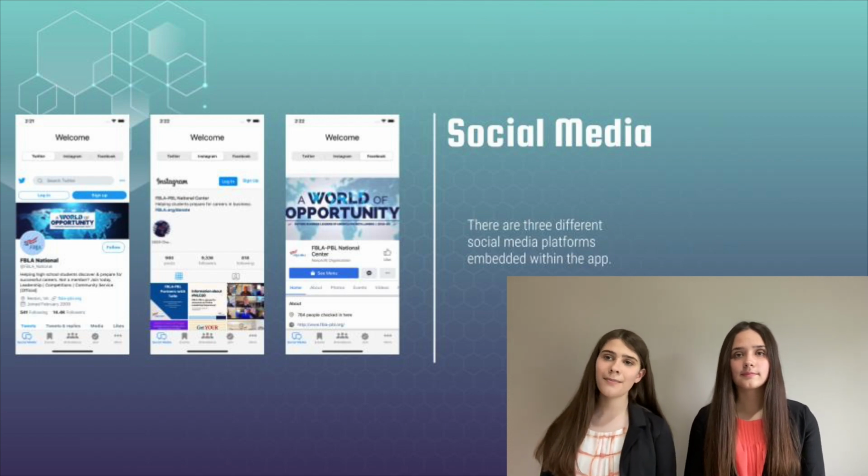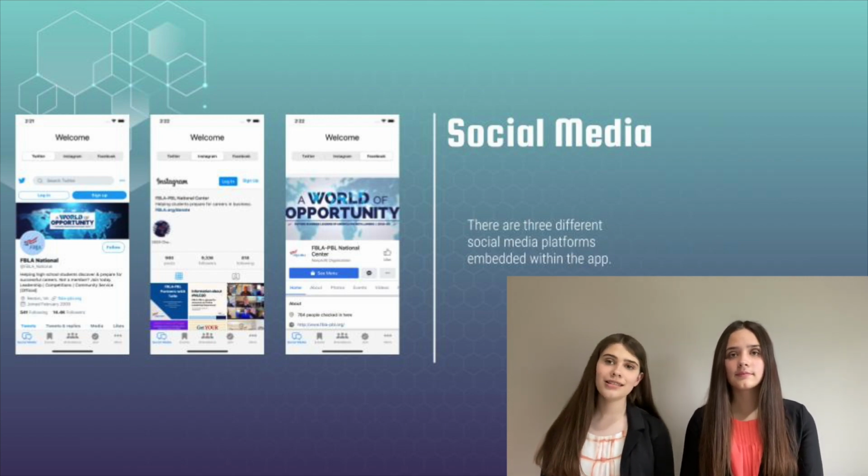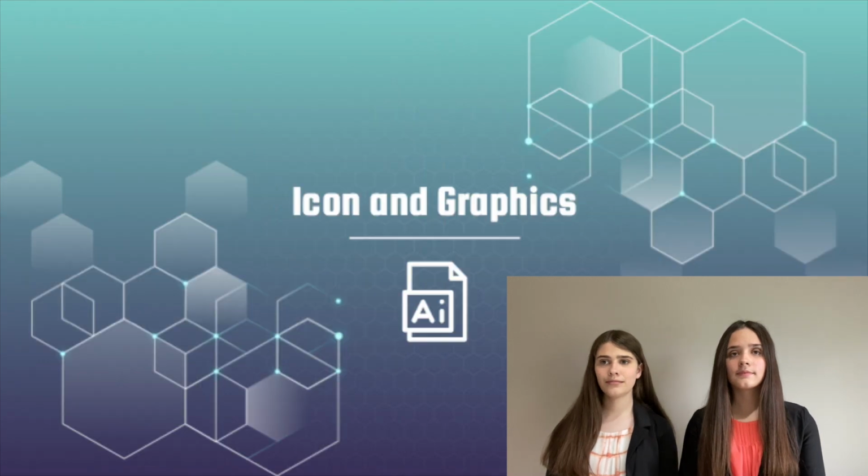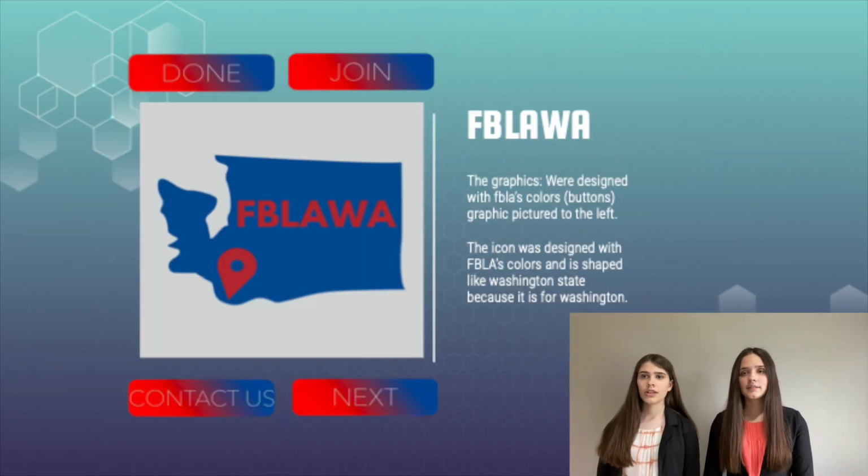And the user can toggle back and forth between them easily thanks to the tab bar controller. The icons and graphics were thought about too. The buttons within the app were designed to reflect the colors of FBLA. The icon was designed with the colors of FBLA in mind, as well as the shape of Washington, with a pin pointing to Vancouver, which is where our chapter is located.